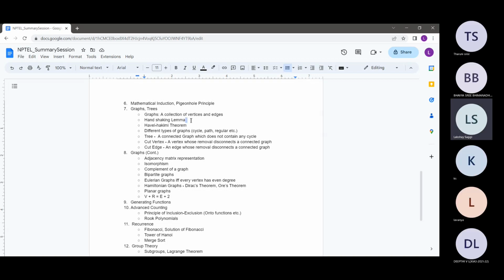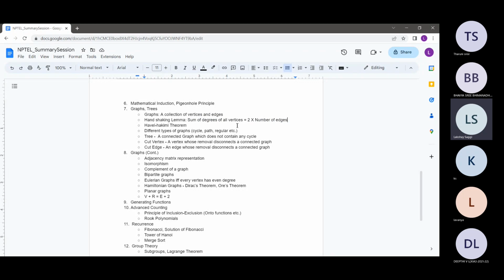And then came the handshaking lemma. What does the handshaking lemma say? The sum of degrees of vertices is equal to two times the number of edges. This was discussed in lecture also. It states that the sum of degrees of all vertices in a graph will be equal to two times the number of edges of the graph. It is also quite useful.